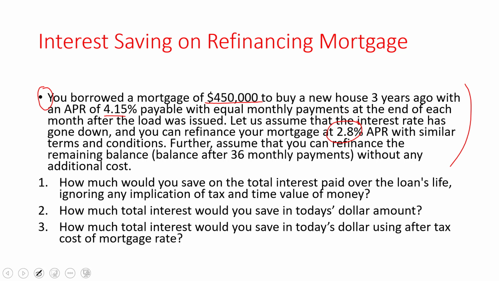So given all this information, I'm asking you the interest saving in three parts. Number one, pretty straightforward. How much would you save on the total interest paid over the life of this loan, ignoring the implication of tax and time value of money? So this is most straightforward.